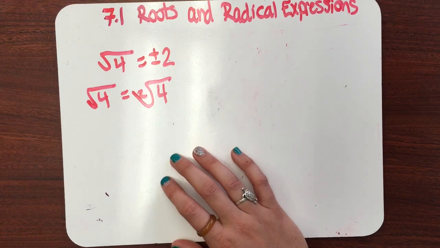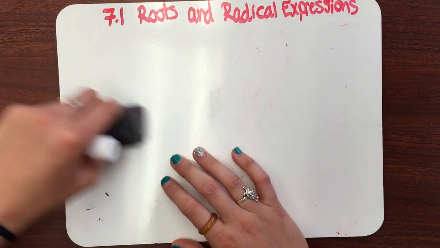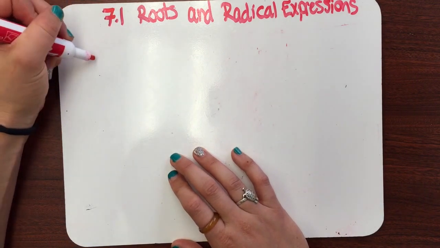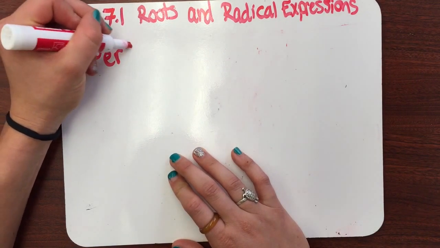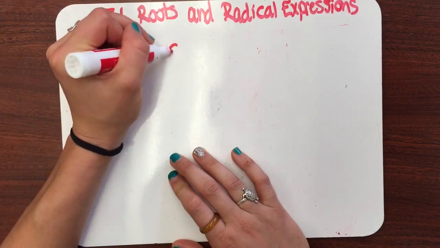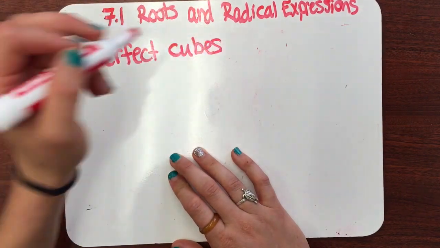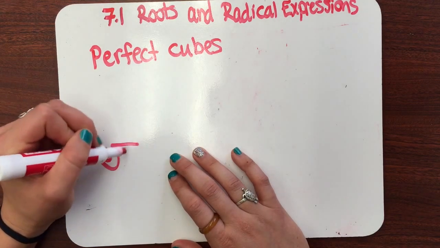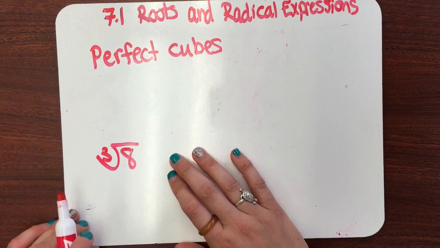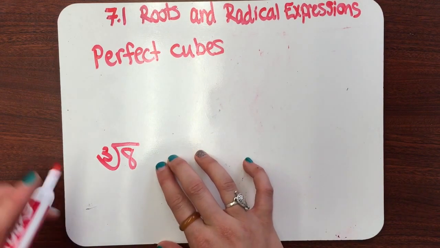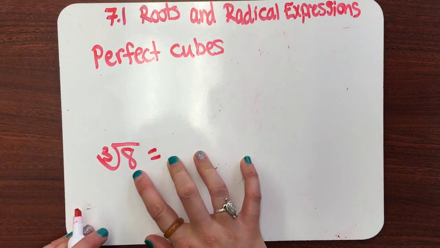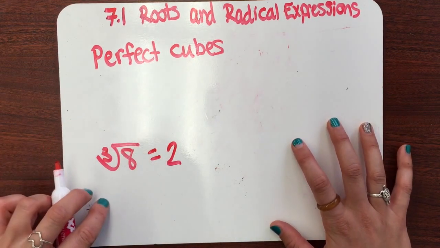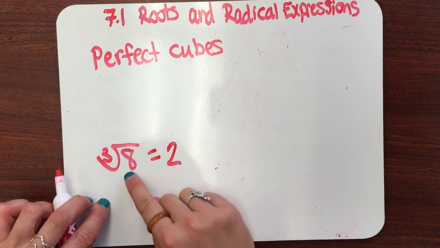So now we're going to get into ones of higher index radicals, such as cube roots. Let's first look at some perfect cubes. What I mean by that is if I take, for example, the cube root of 8, this means that if I multiply a number 3 times, it will get me back to 8. So the cube root of 8 is a 2, because 2 times 2 times 2 is 8.